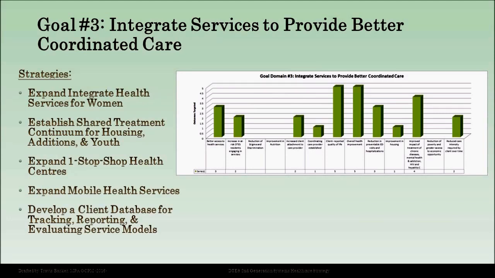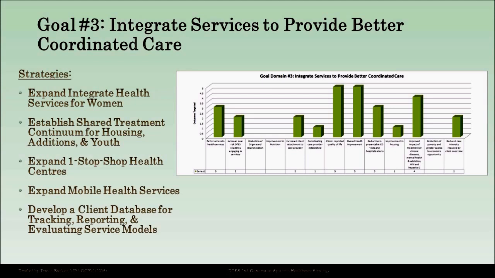Goal number 3 is integrating services to provide better coordinated care. So the strategies to help perform in this area and also evaluate performance in this area identified was expanding integrated health services for women, but also establishing shared treatment continuum for housing, addictions and youth, expand the one-stop shop health centers. And that wasn't like in the true sense one-stop shop, but the idea is that there's additional services, that they're open extended hours, that referral and engagement and coordination could be supported through that model. Expanding mobile health services and developing a client database for tracking, reporting, and evaluating service models.